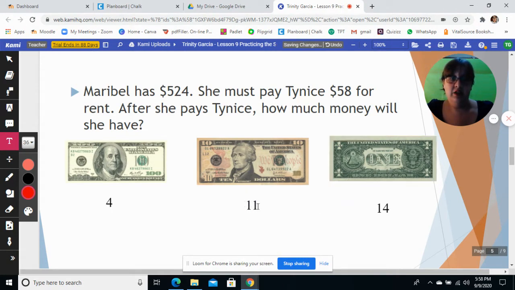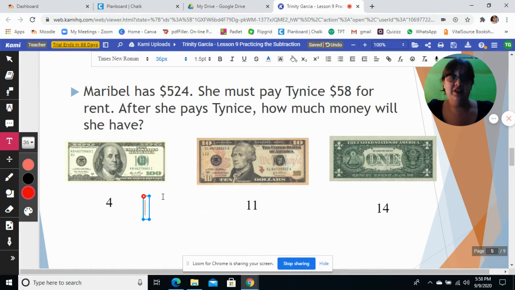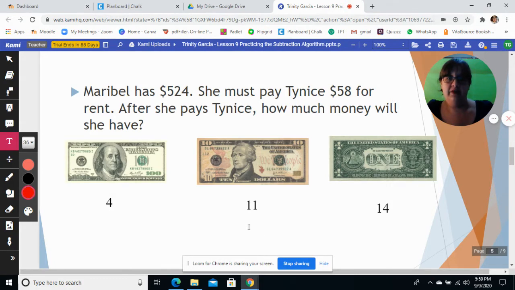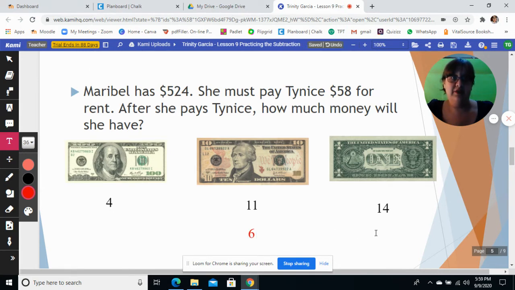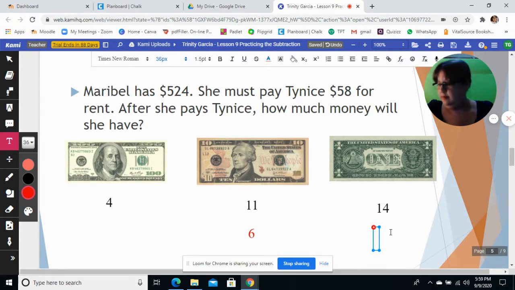Okay, so now she has the same amount of money. She has $524, but now she has it in a way where she can give Denise the money that she needs to give her for rent. Okay, because now she can give Denise 5 tens and 8 ones. So now if we subtract 5 tens, then Maribel would have how many left? Good. She would have 6 left here. And how many ones is she going to have if she gives away 8 of them? Good. She'll have 6.